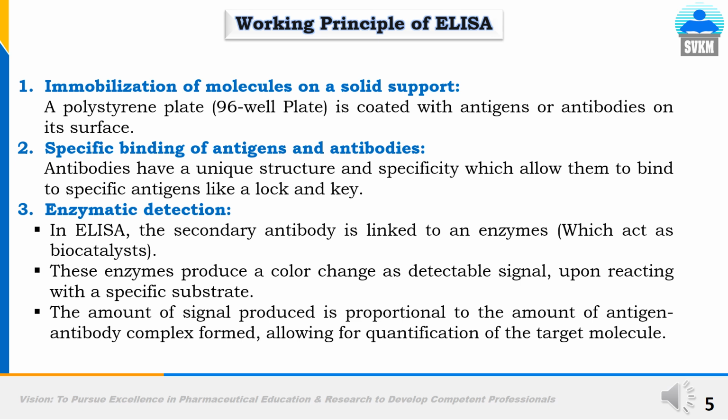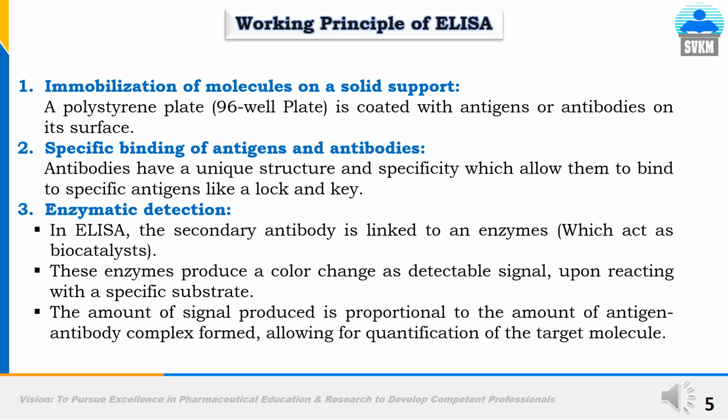Now let's understand the working principle of ELISA technique. In ELISA, a polystyrene plate, most commonly a 96 well plate, is utilized, which is coated with antigen or antibodies on its surface. The second component of ELISA are primary antibodies, which have a unique structure and greatest specificity for binding to particular antigens by lock and key mechanism. The third component of ELISA are secondary antibodies, which are linked with enzyme. Those act as a biocatalyst. Secondary antibodies either bind to the Fc portion of primary antibodies or to a different epitope on the antigen. It depends upon the type of material which is coated on the polystyrene plate.